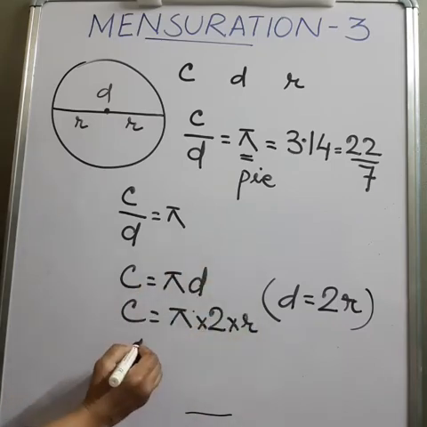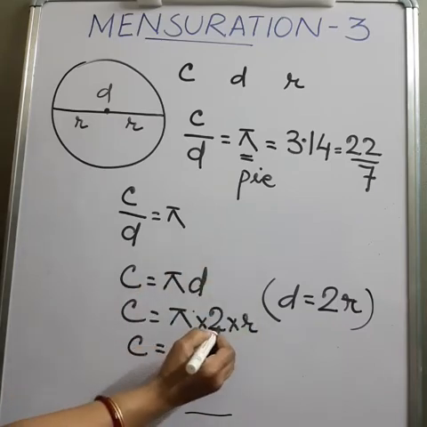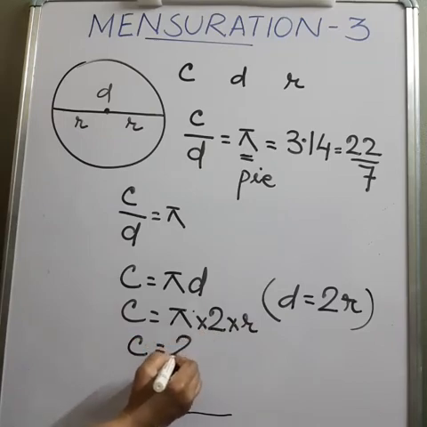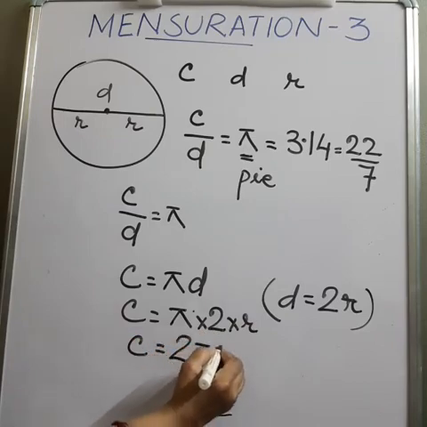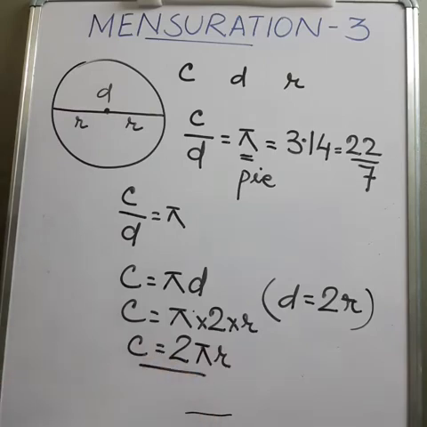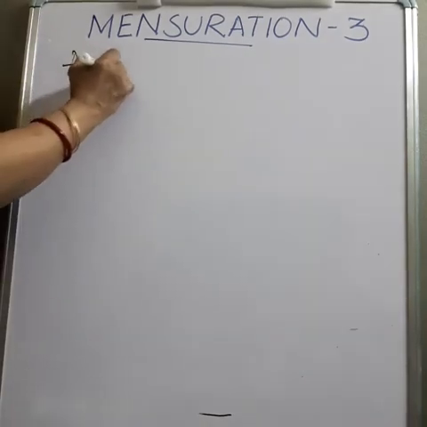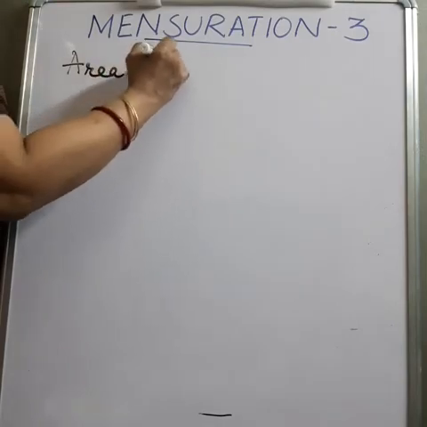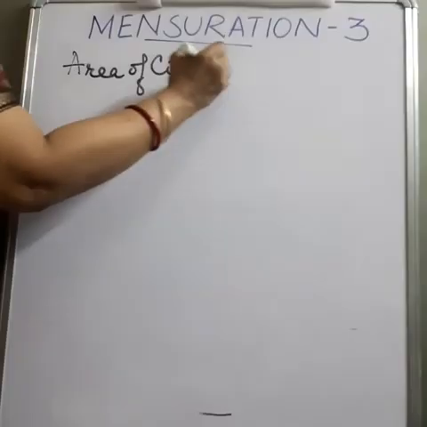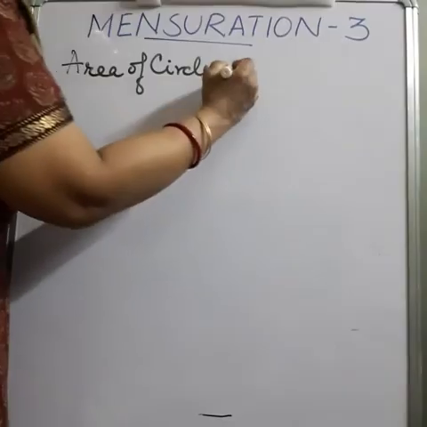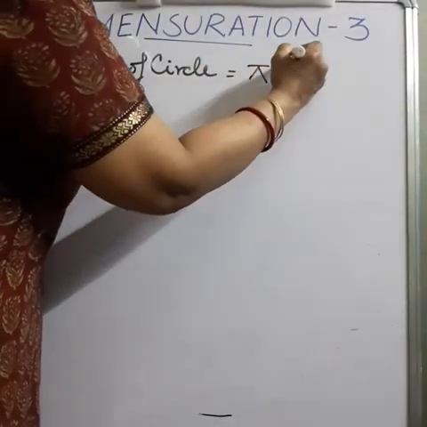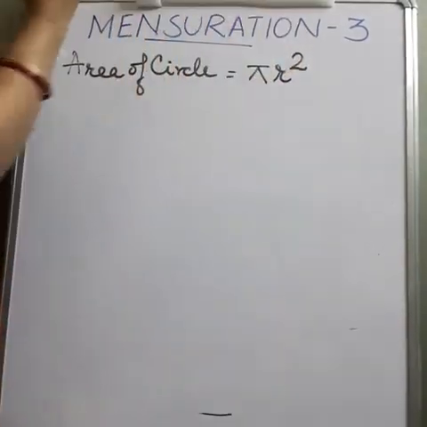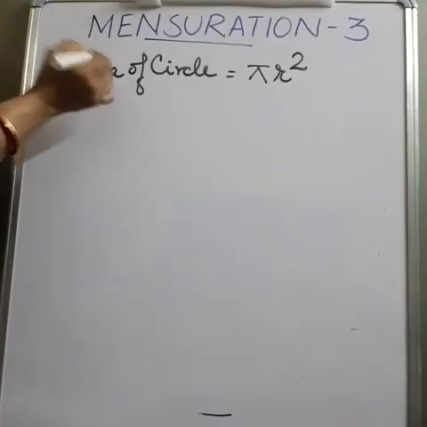So by arranging it, we write this constant over here, 2 pi r. This is the formula for circumference, that is the perimeter of circle. Area of circle is equal to pi r square. So this formula we have to remember.